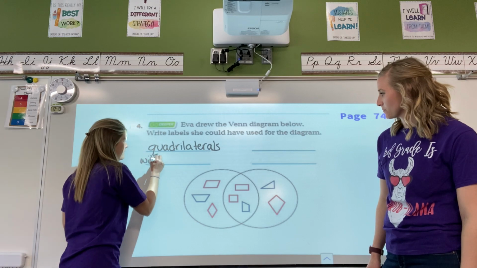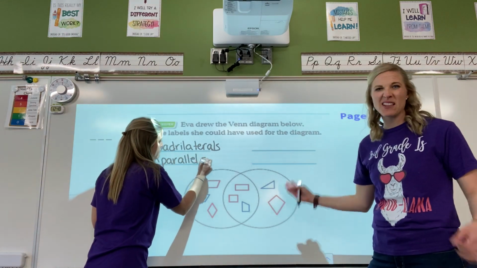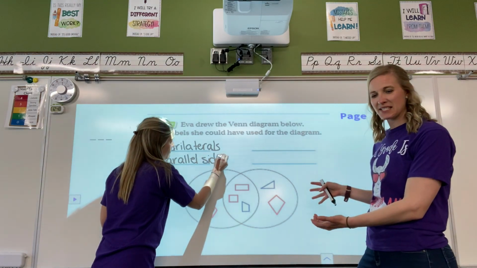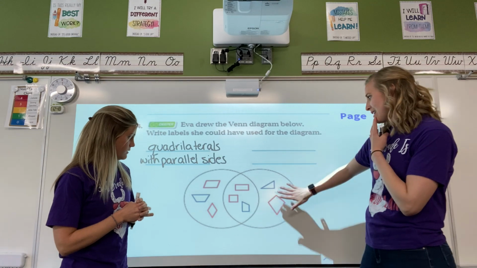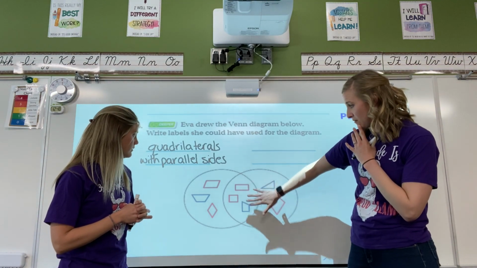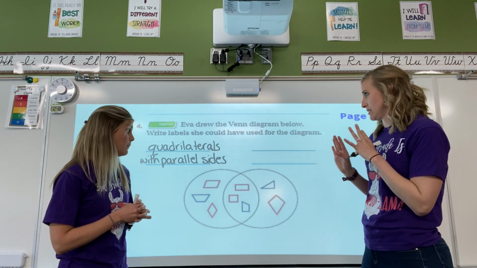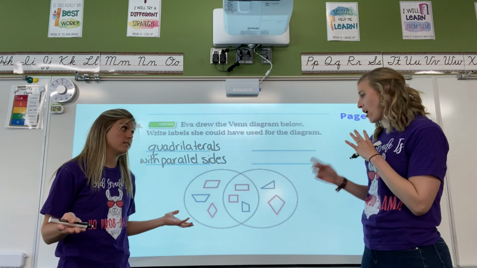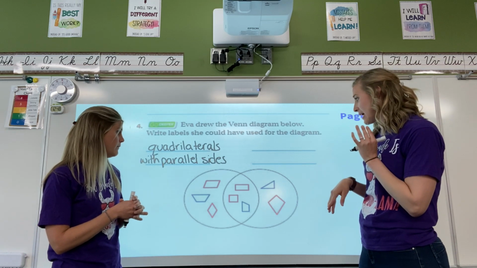All right, so now we have to look over on this side. What are we going to label this side of the Venn diagram? Well, this one only has 3 sides. This one has 4, and a couple of these have different sides too. So I know they're not quadrilaterals. No, but they are all polygons. They are polygons because they're closed. Yeah. They have straight lines.